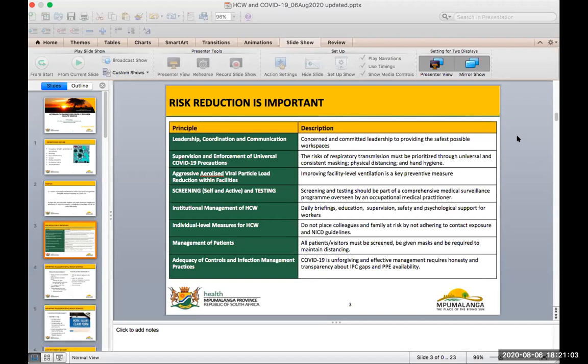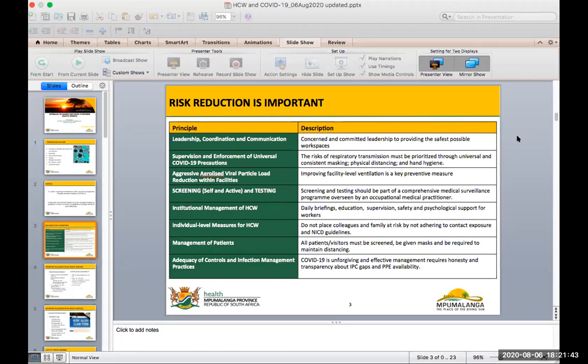So there are principles, of course, that we use in protecting ourselves from COVID-19. The principle of leadership, coordination and communication, to provide a workspace that is as safe as possible. The principle of supervision and enforcement of universal COVID-19 precautions that will help in reducing the risk of respiratory transmission: the universal precautions of wearing a mask, physical distancing, and hand hygiene. We need to adhere to that. And then aggressive sterilization and viral particle load reduction within facilities, which can be achieved by improving facility-level ventilation.